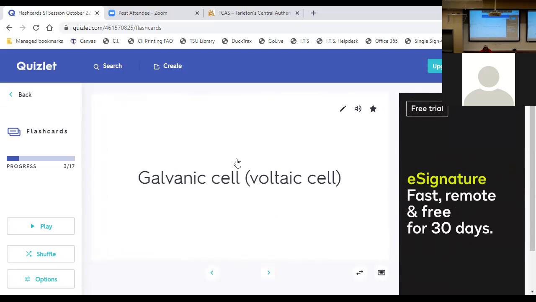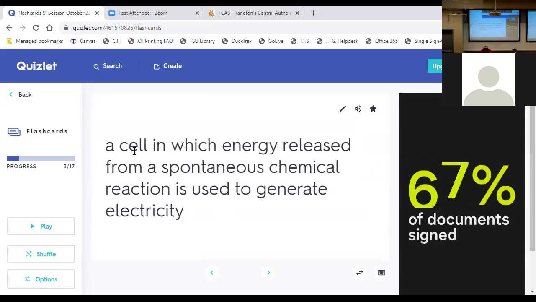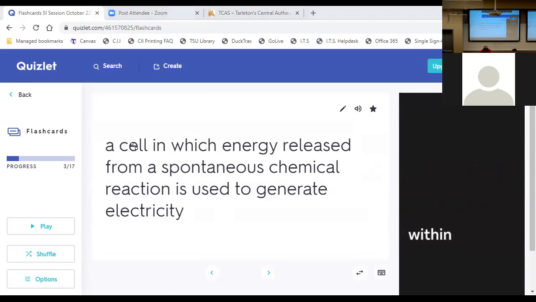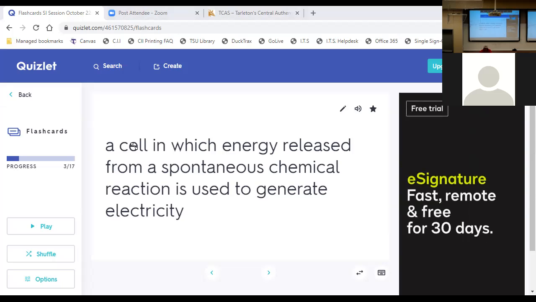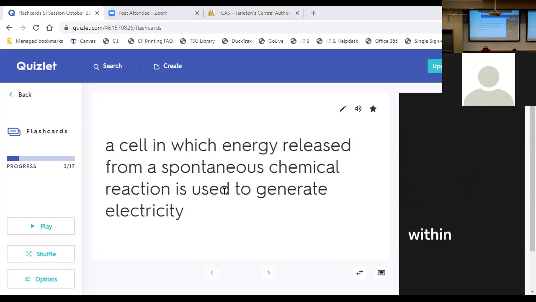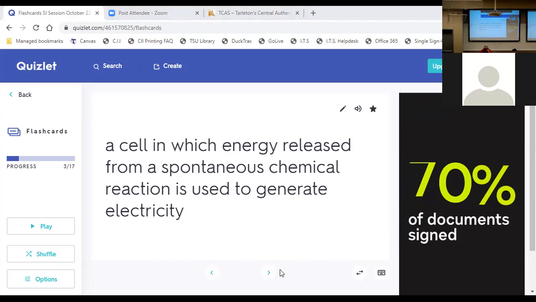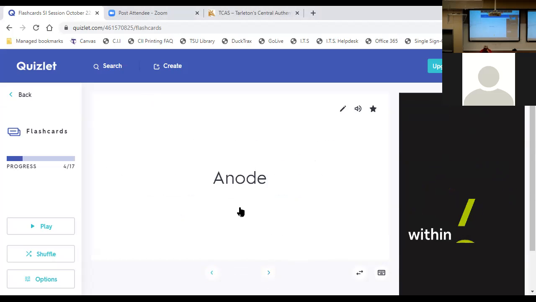Galvanic. That is a cell in which energy is released from a spontaneous chemical reaction, and it's used to generate electricity. That's just a basic definition. You probably won't be quizzed on that definition, but you might be quizzed on what is an oxidation. So it's good to remember those two. This one, it's just kind of a baseline understanding.